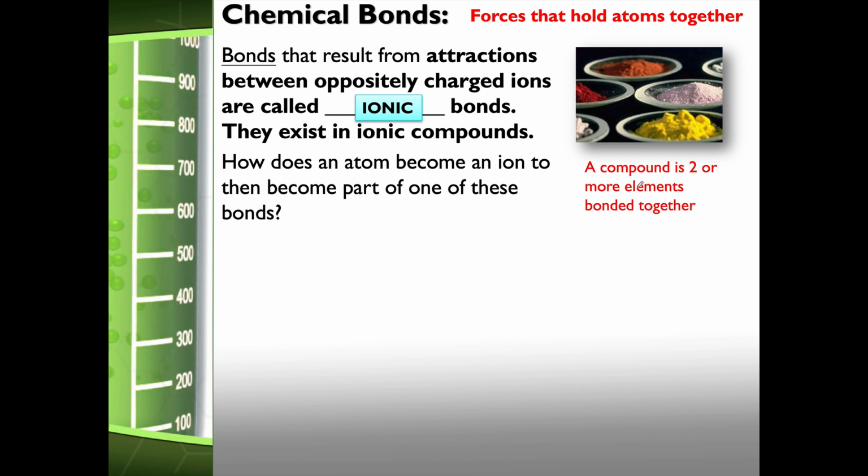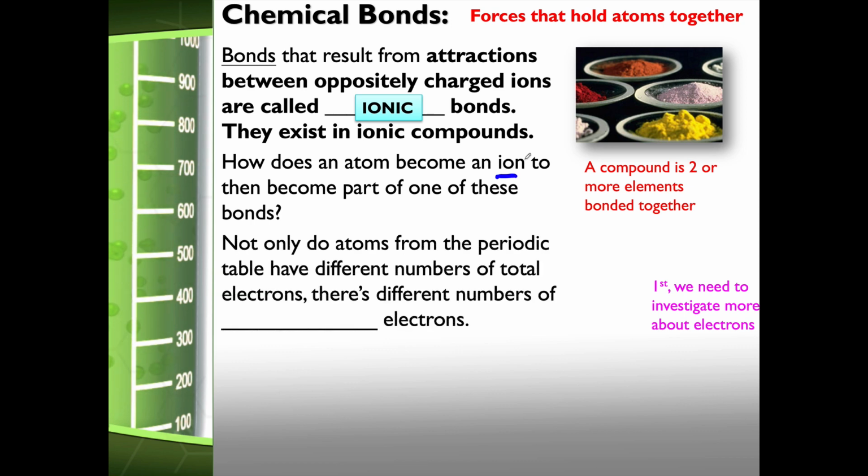Okay, so we dropped the word ions too. How does an atom become an ion, there it is, to then become a part of one of these bonds? To understand it, we have to know more about electrons. Electrons are really the key here. So not only do atoms from the periodic table have a different number of total electrons, but there's different numbers of a special kind of electron called a valence electron, okay? Now, valence electrons, we call them outer shell electrons.